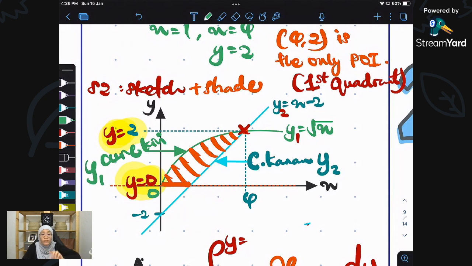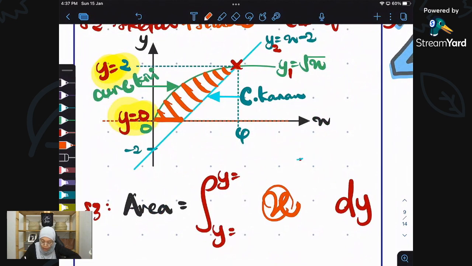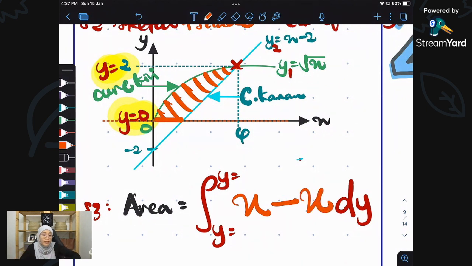Curve kanan ni adalah yang ini, warna biru cair ni, ditolakkan dengan curve kiri, iaitu yang warna hijau ini. Okay, so my curve kanan adalah the y2, and then my curve kiri adalah the y1. Okay, careful with the choosing of function. But the thing is, kita bukan nak y1 or y2. Kita nak apa? Kita nak function x.